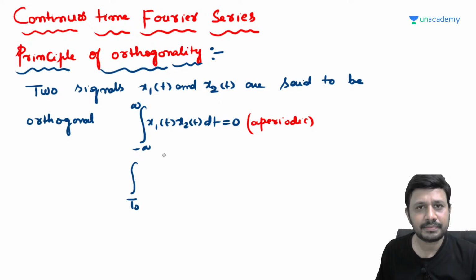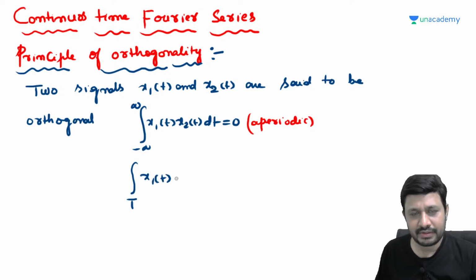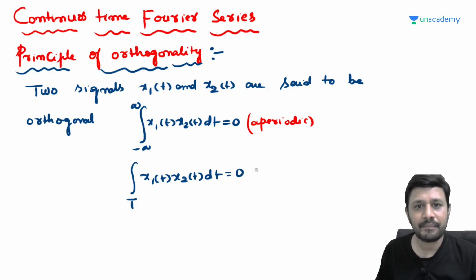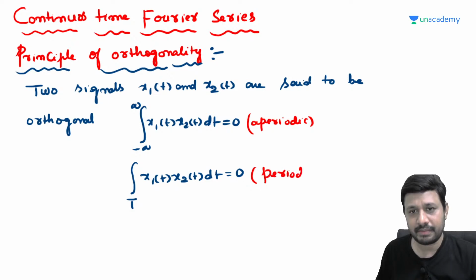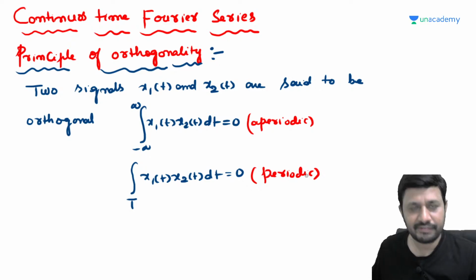In that period, multiply the signals. If the signals are periodic signals, when can you say that they are orthogonal? Multiply the signals and calculate the area over one period. Integration means area. If that results in 0, then they are said to be orthogonal for periodic signals. Very, very important concept. This is required for Fourier series.